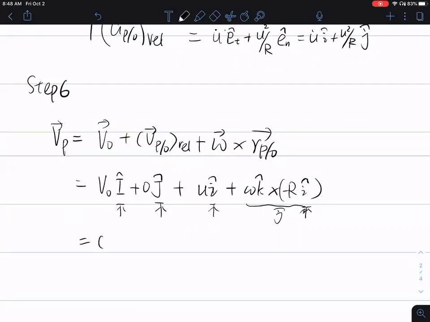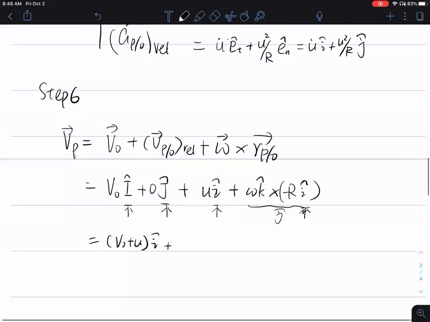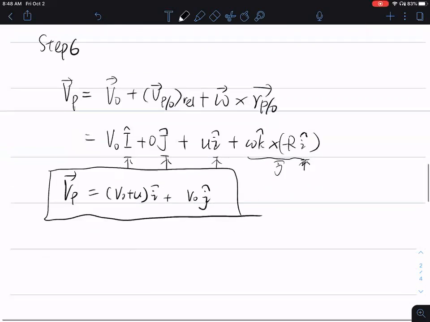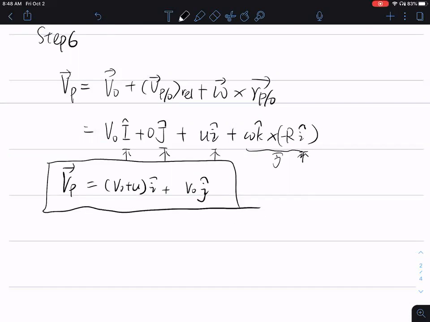So if we convert them into little i and little j, then we end up with v_O plus u i plus v_O j. That's the expression for v_P. And that's how we find the velocity vector for P.